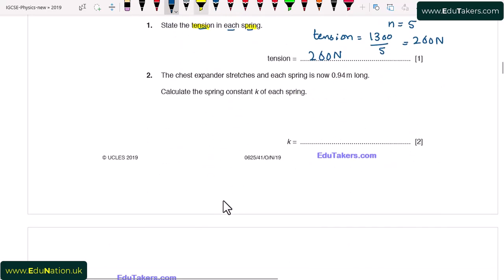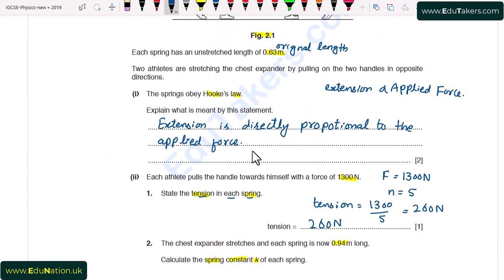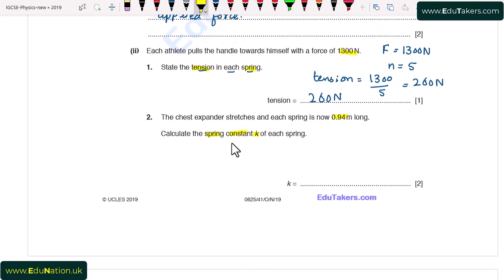Part 2. The chest expander stretches and each spring is now 0.94 meter long. Calculate the spring constant K of each spring. Here we have to find out the value of K. So going back, here we write that the extension is directly proportional to applied force. So F, the applied force, will be equal to Kx, because we eliminate the sign of proportionality, so there will be a constant, and K is a constant which is also known as spring constant. So I write here F is equal to Kx.